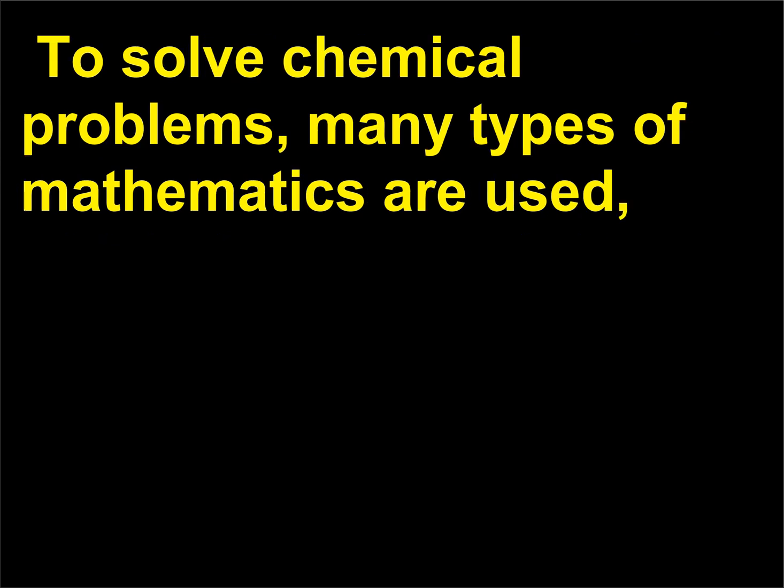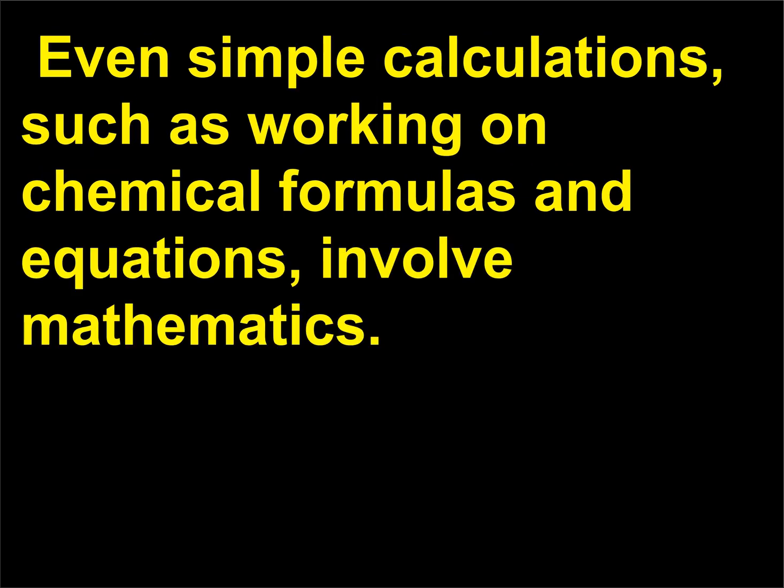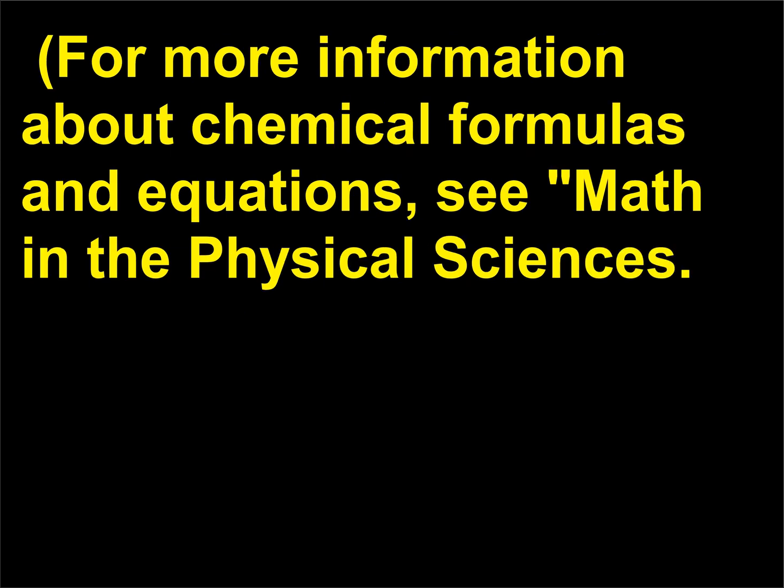To solve chemical problems, many types of mathematics are used, not least of which is calculus, including partial differential equations. Even simple calculations, such as working on chemical formulas and equations, involve mathematics. For more information about chemical formulas and equations, see Math in the Physical Sciences.